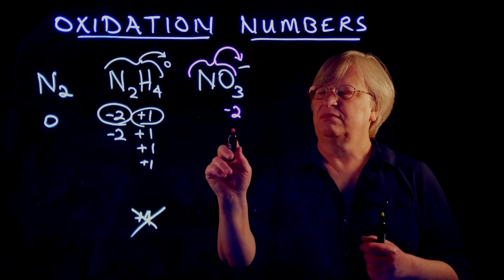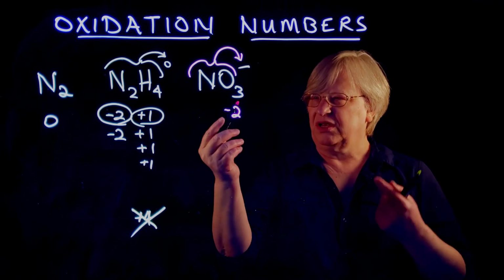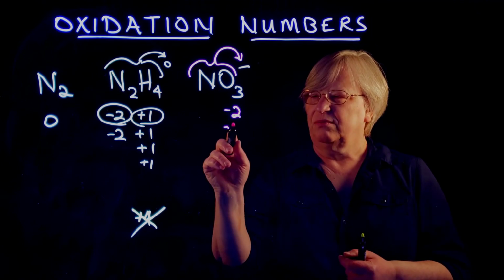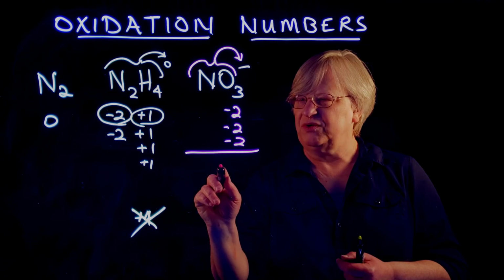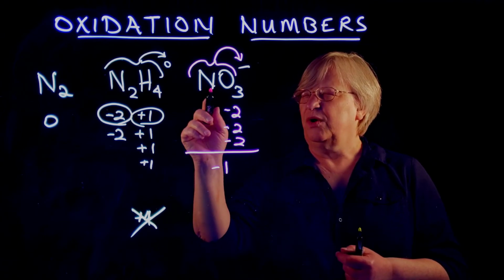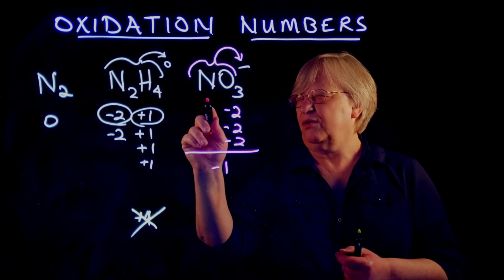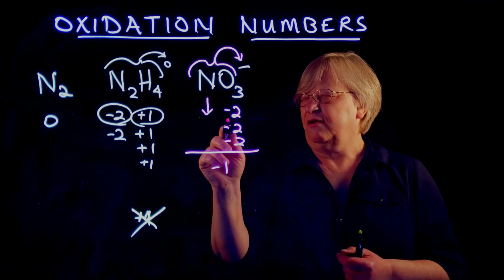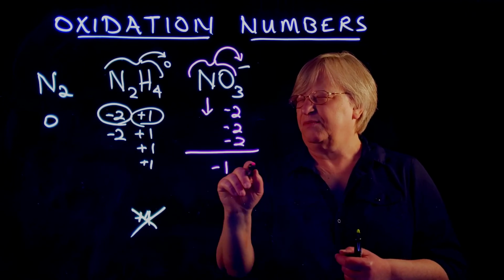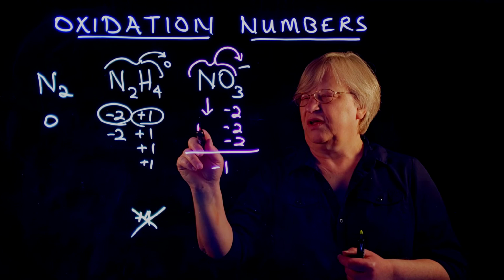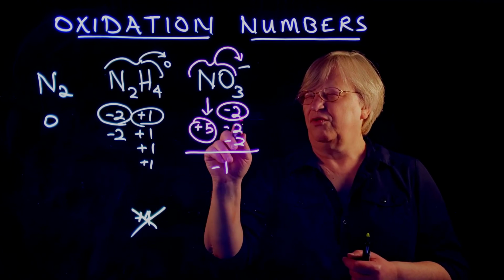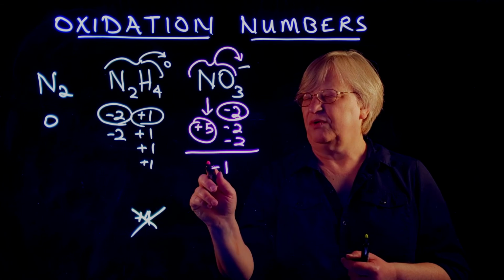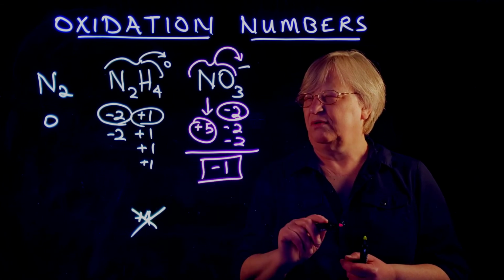So we can write 3 down, or we can keep it in our head if we're good at that. -2, -2, -2. The whole thing has to add up to a -1. So what does nitrogen have to be in order to make this whole thing add up to a -1? Well, the answer has to be a +5 because a +5 and 3 -2s add up to the -1 that we're looking for.